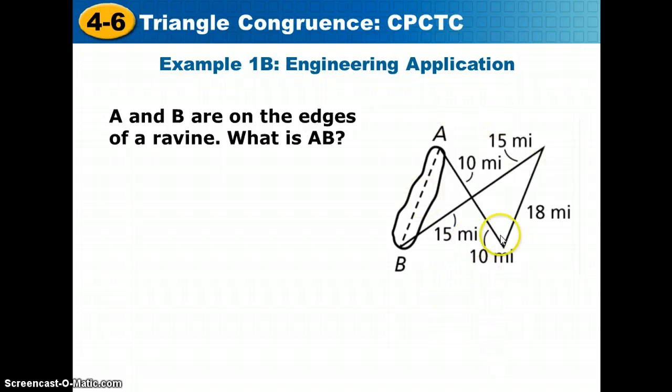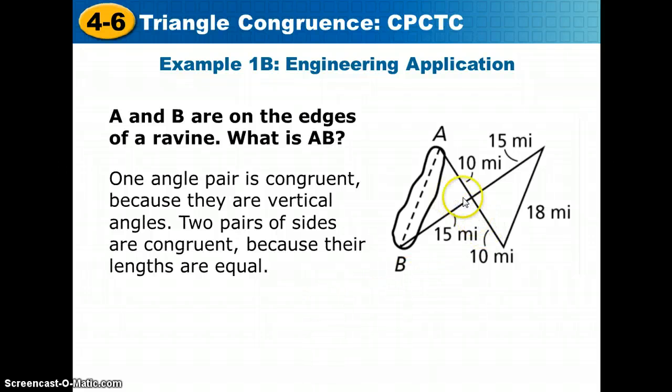Let's see if you can set up a similar explanation here. We have the given measurements of these two triangles. A and B are on these opposite edges of a ravine. So to find that length, we want to be able to show that the triangles are congruent, so their corresponding parts can be congruent. All right, you should have something like this.